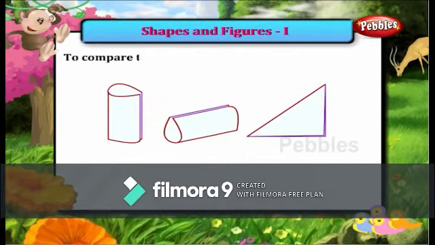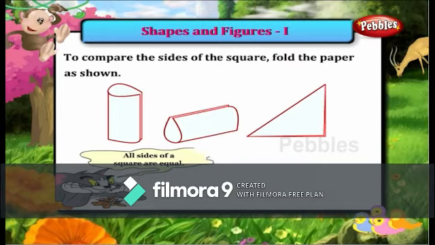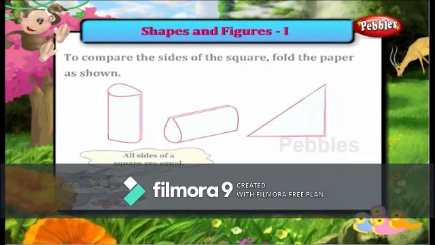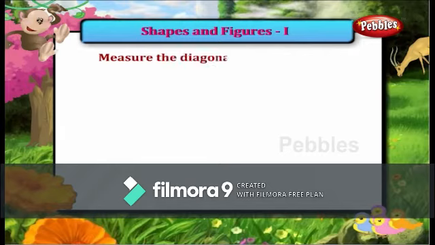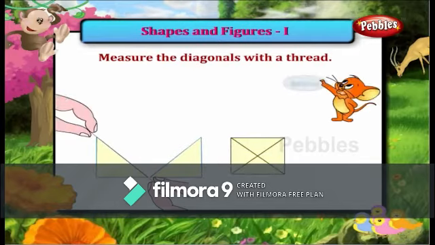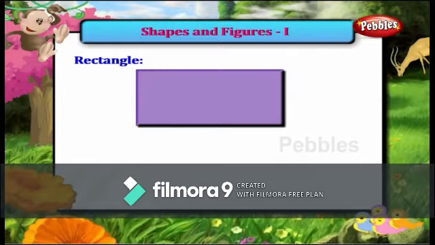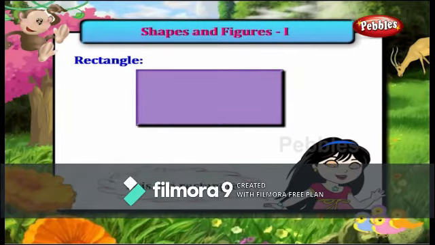To compare the sides of the square, fold the paper as shown. All sides of a square are equal. Measure the diagonals with a thread. The diagonals are also equal. Rectangle. This is a rectangle.